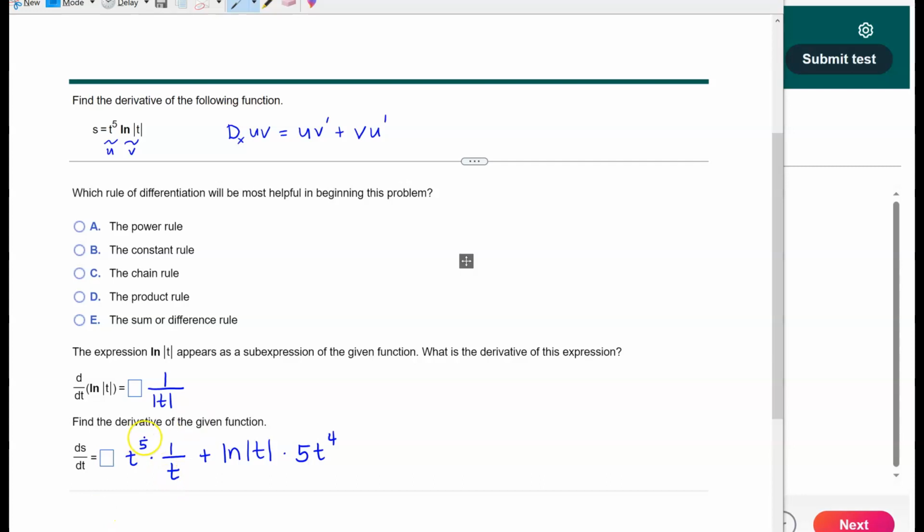Let's probably just go ahead and simplify this. So we have that cancels. So you have t to the fourth, plus ln t times 5t to the fourth. So that means you can factor out t to the fourth, and then you will have 1 plus 5 ln absolute value of t. That's the answer.